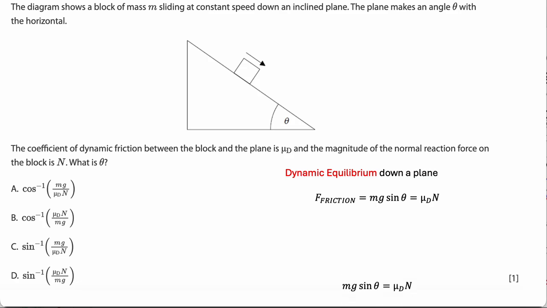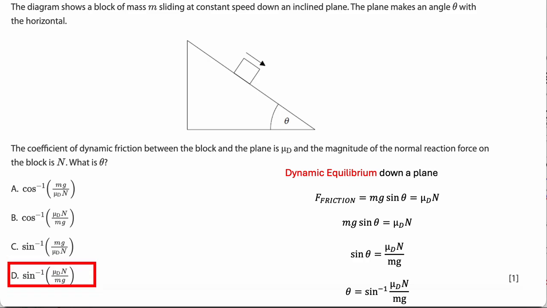Now, if we just do a little bit of rearranging, we can say, firstly, mg sine theta is equal to mu d times N, and therefore sine theta is equal to mu d N over mg. Theta, therefore, is equal to the inverse sine of the product of the coefficient of friction and the normal force divided by mg. So that's our answer D.